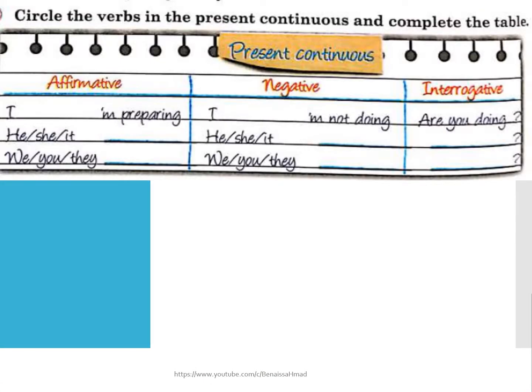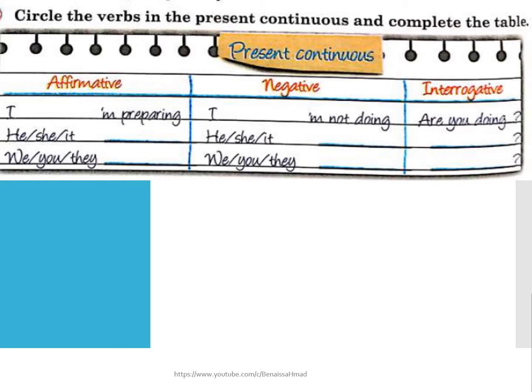Now let's try to circle the verbs in the present continuous and complete the table. You have verbs. Try to circle the verbs that are in present continuous. We try to draw a circle around the verbs that are in present continuous. For example, I am preparing. Preparing is in the present continuous. I am preparing is in present continuous. You have the subject pronoun I, and I'm preparing as the verb in present continuous.